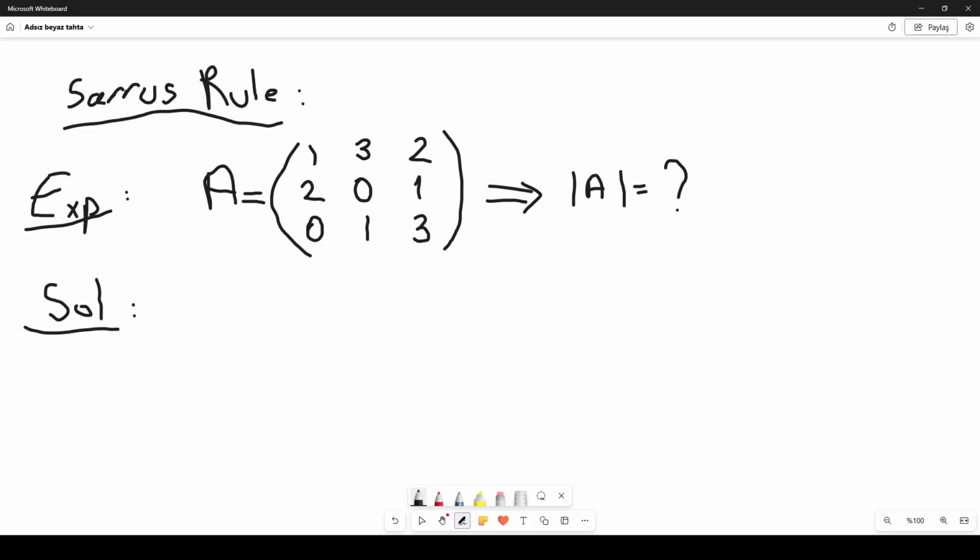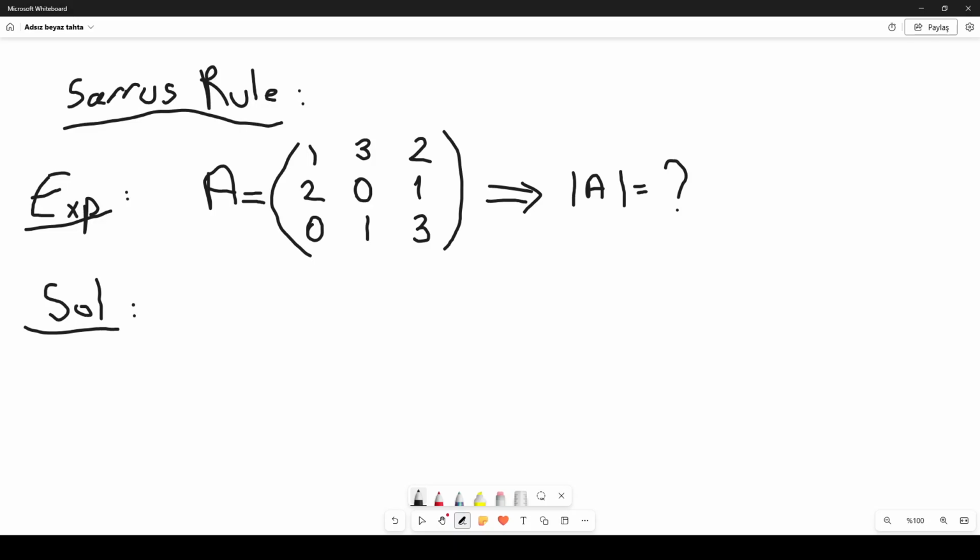In this lecture, I will show you how to use the Sarrus rule to compute the determinant of a given square matrix. And here's the Sarrus rule and the way we use it. First of all, in order to implement this rule, we should be given a square matrix of size 3 by 3. So in the case of a 3 by 3 matrix, we are able to use the Sarrus rule.